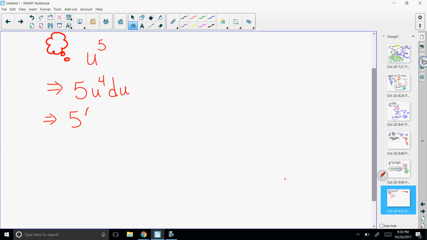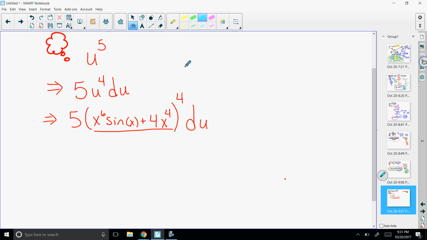So it's going to be 5. U happens to be that value of x to the 6th, the sine of x, plus 4x to the 4th. So that's just replacing what my u value is. So I have 5u, which is those two terms in parentheses, and I raised that to the 4th power, du. So I brought down the exponent, decreased it by 1. Now the complicated part, keep in mind right now, what I am going to highlight, this part right here is in your answer. That's part of your answer.